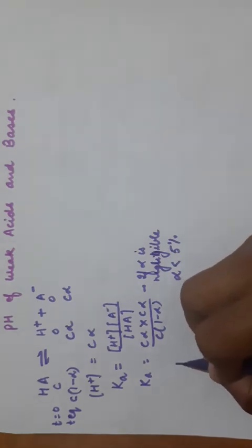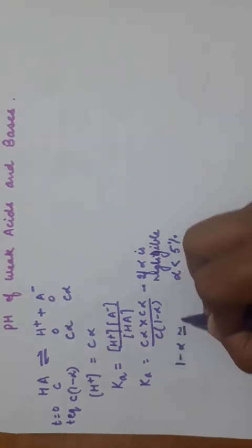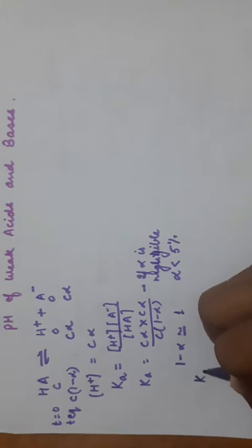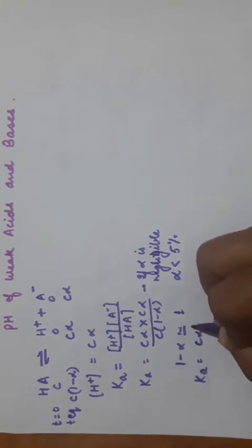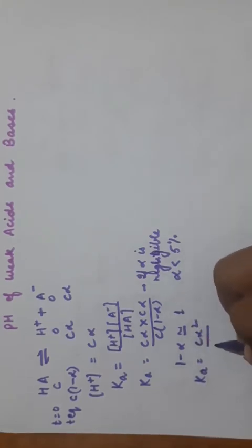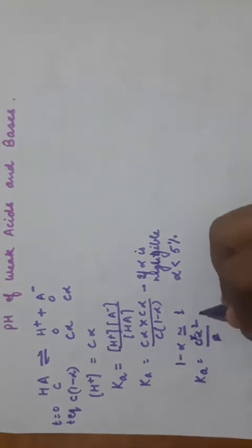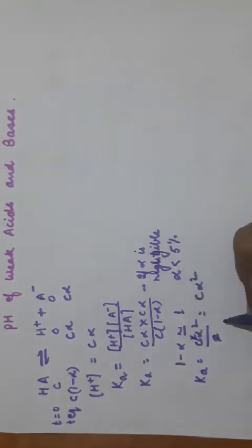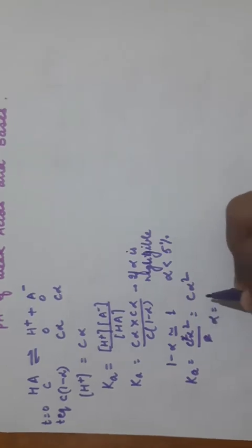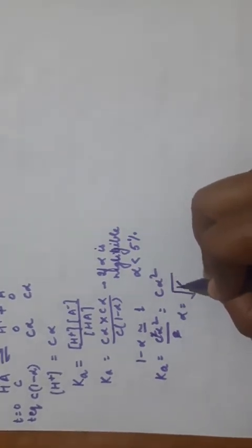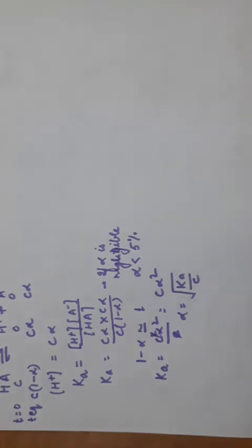In that case 1 minus alpha will be equal to 1, and we can write Ka is equal to C alpha square upon C, so this will cancel, you will get C alpha square. So alpha will be equal to under root Ka upon C.